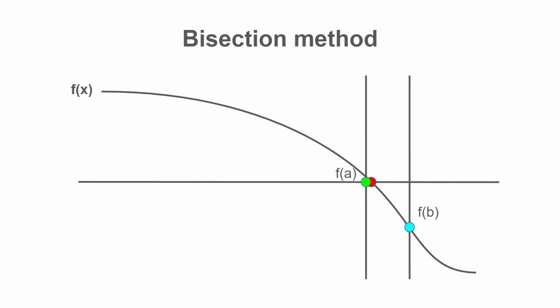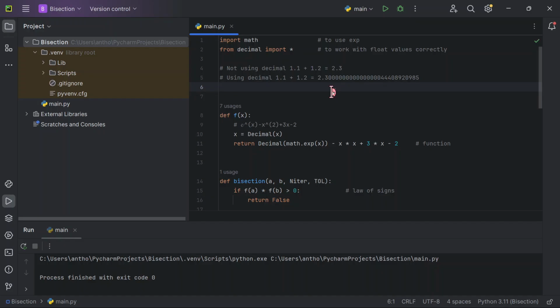In that way, every time we are going to get closer and closer to the real result. So in order to code the bisection method, I'm going to use Python, but you can use any other programming language. I'm going to import math to use the e value and also decimal to work with floats correctly.